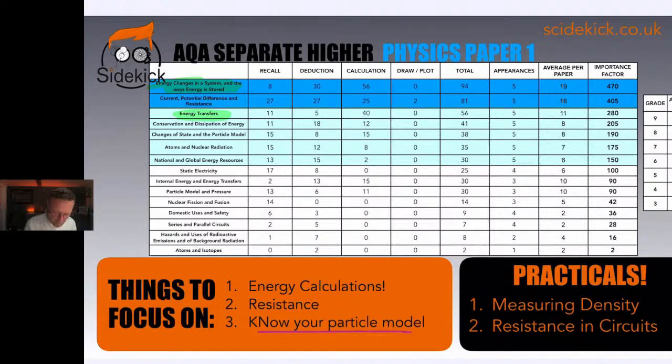Now, lastly, know your particle model. Why? Because of this. Changes of state and the particle model: 15 marks attributed to that with recall and 15 with calculation, not to mention the 8 in there for deduction questions. So they love, love, love this for your paper 1 physics, okay?